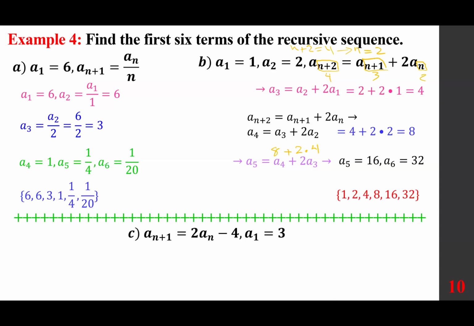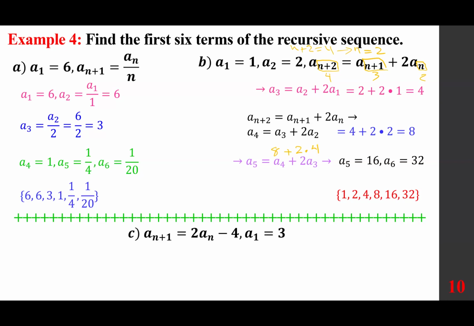All right. Here's the last one for this page. A sub n plus 1 is 2, a sub n minus 4, where a sub 1 is given as 3. Okay, everyone? Write the formula for a sub 2, and then work it out. What do you get? What would be the formula for a sub 2 according to this?